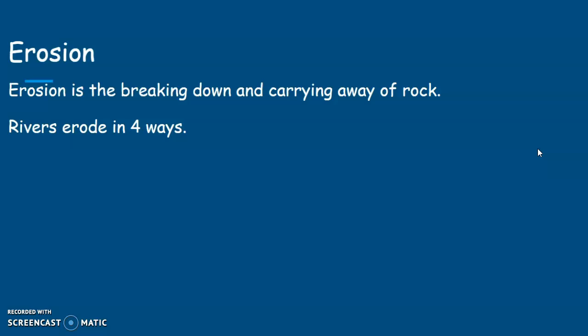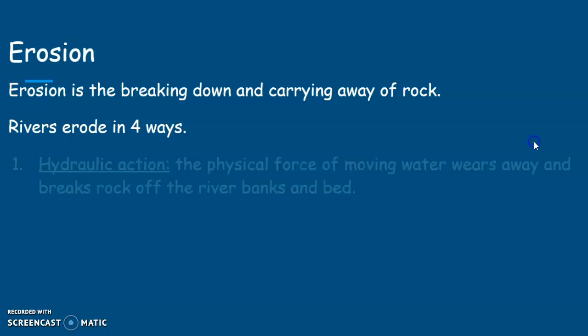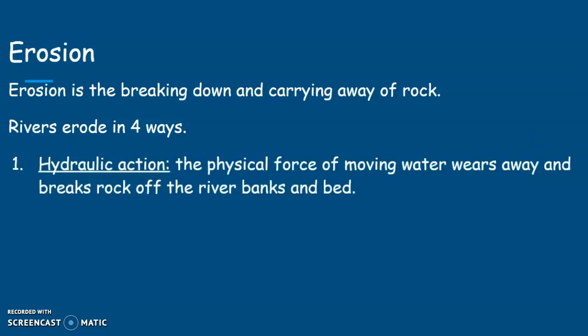So rivers erode in four ways. That's very important to know, and we're going to have a look at each of those four ways now. So the first way is hydraulic action. Hydraulic action is the physical force of moving water, and when it is moving quickly with great force, it can break rocks. It can break parts of the river banks and the riverbed.